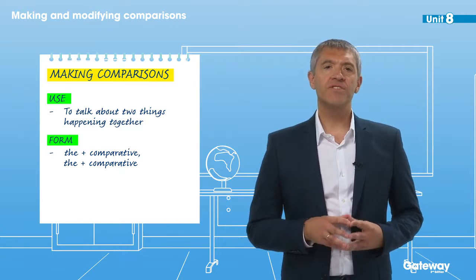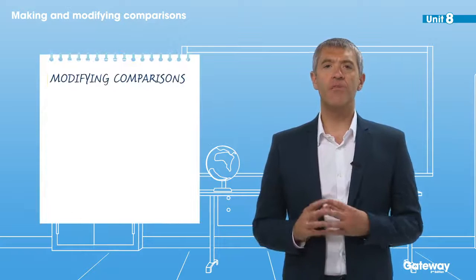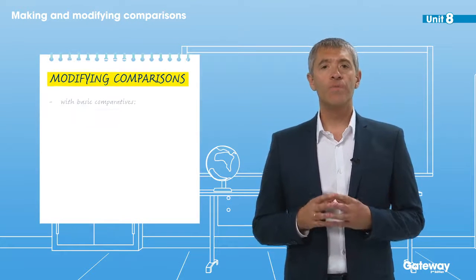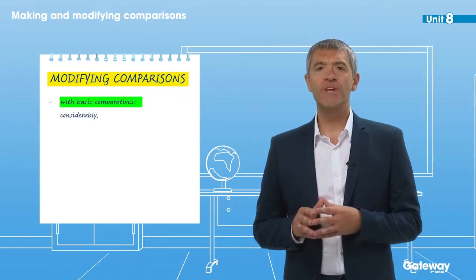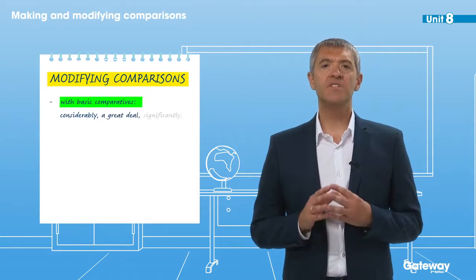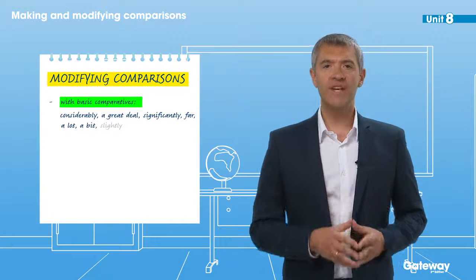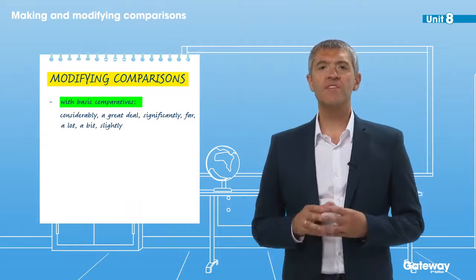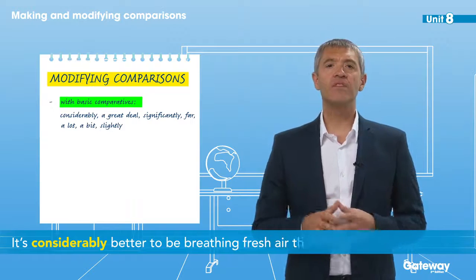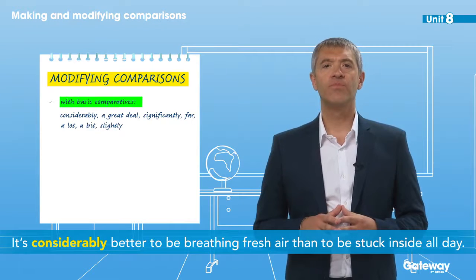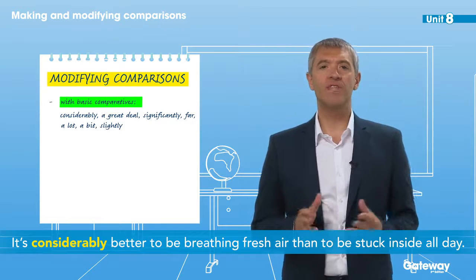When we're making comparisons, we can use different words and expressions to modify the comparison. With basic comparatives, we can use words such as considerably, a great deal, significantly, far, a lot, a bit, or slightly. So we can say, it's considerably better to be breathing fresh air than to be stuck inside all day. Or, it's far better, or a great deal better, for example.